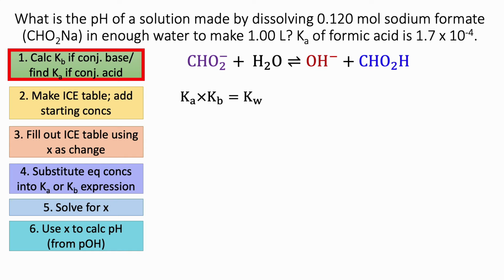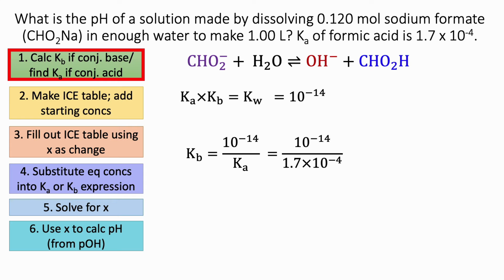We only have our Ka for formic acid, and so we're going to use Ka times Kb equals Kw, which is 10 to the minus 14th. And let's rearrange that to solve for Kb: 10 to the minus 14th divided by Ka. So let's now plug in our Ka value of 1.7 times 10 to the minus 4th, and we get 5.88 times 10 to the minus 11th.